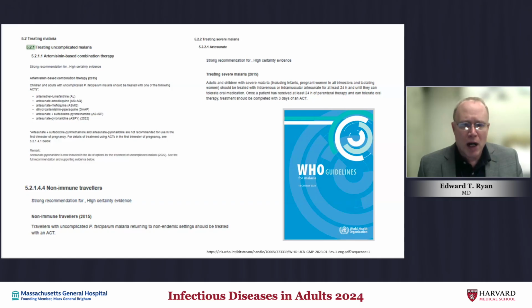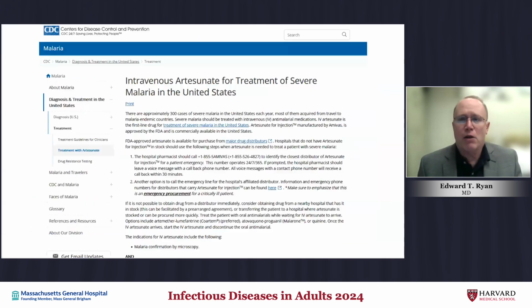How about non-immune travelers down the bottom? High certainty evidence, ACT. How about severe malaria in the upper right-hand corner? High certainty evidence, IV artesunate or intramuscular artesunate. All right, so it's really simple now. Get those two agents and use those agents.